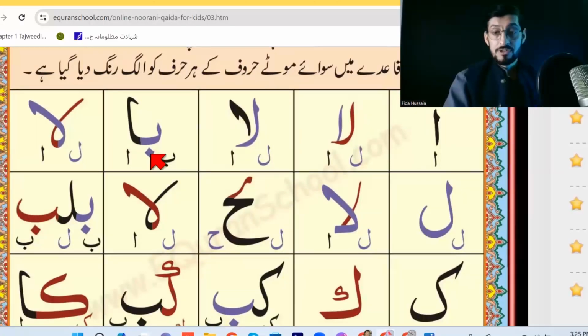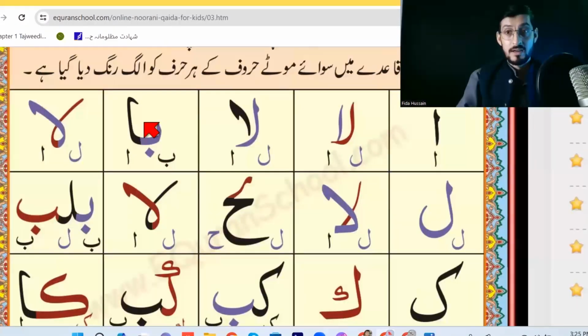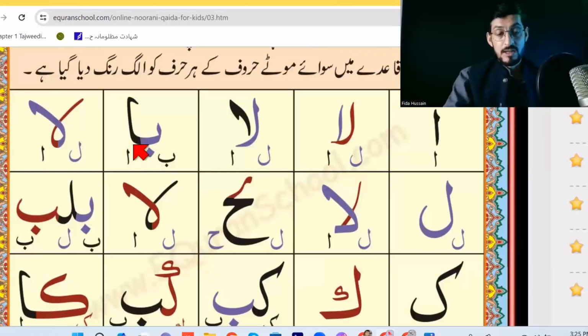So the position of the dot is very important, especially for children, for kids. They get confused about the letters. Sometimes they call it ba, sometimes they call it noon. They confuse between noon, ba and other letters, fa, ba, noon, because every letter has 1 dot, but they don't know the position of the dots. So tell them, in ba, the position of the dot is down, okay? So 1 dot down, that is ba.